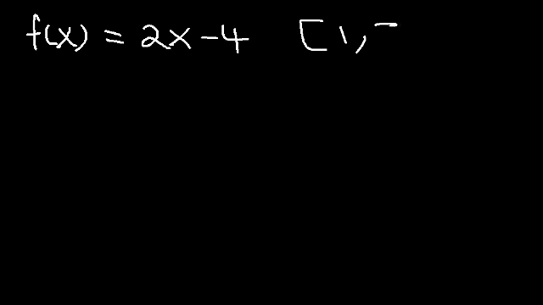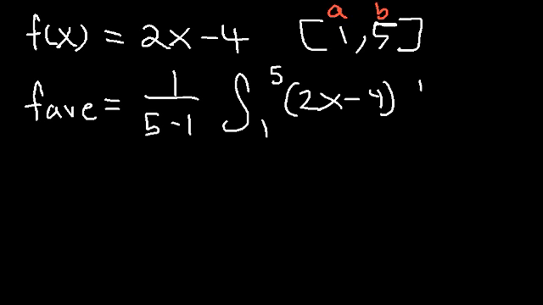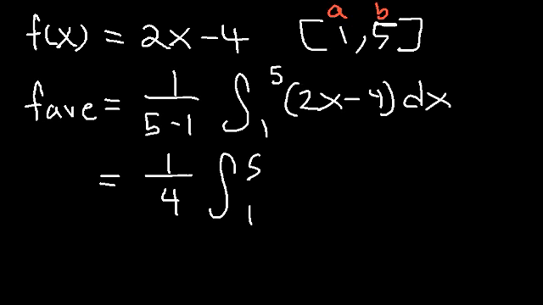Now let's calculate the average value for the function 2x minus 4 on the interval 1 to 5. So it's going to be 1 over b minus a, where a is 1, b is 5. So 1 over 5 minus 1 times the antiderivative, a to b, f of x, which is 2x minus 4, dx. Now 5 minus 1 is 4. And the antiderivative of 2x is 2x squared divided by 2. The antiderivative of 4 is 4x.